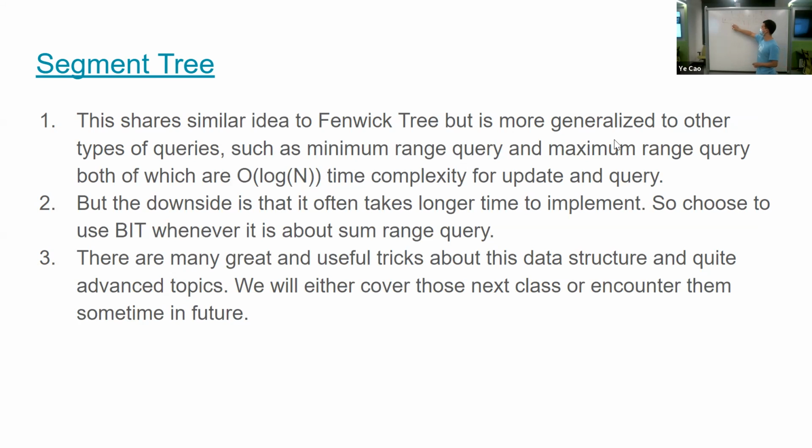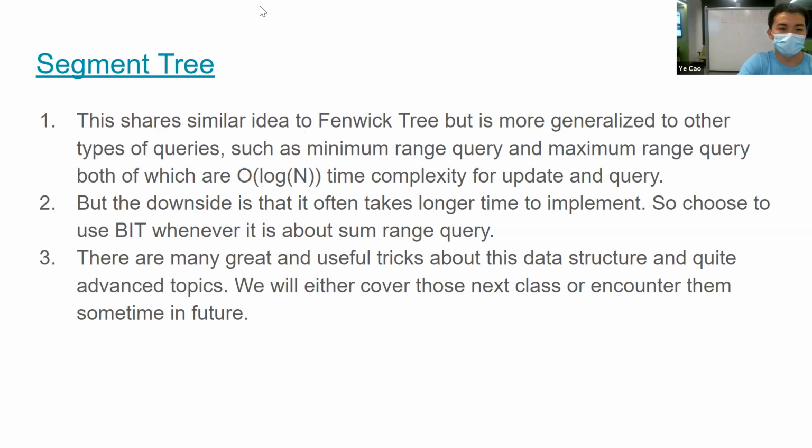For example, from 1 to 4, the minimum range query would return 1, because 1 is the smallest element between 1 and 4. That's the generalization we have here. One is the range sum query, and the other two are the minimum and maximum range queries. So the segment tree is actually generalized; you can think of it as a generalized Fenwick tree. But the downside is that it takes a longer time to implement.